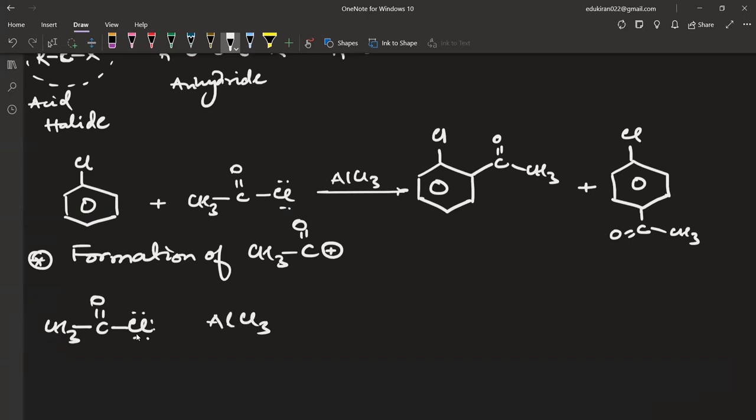So this halogen atom attacks through the sigma bond. And here we have CH3, C double bond O, the sigma bond is taken by the chlorine, and we have your positive charge. And this positive charge is getting attacked by the benzene ring.